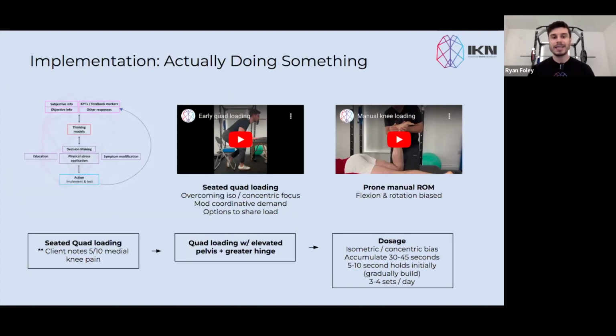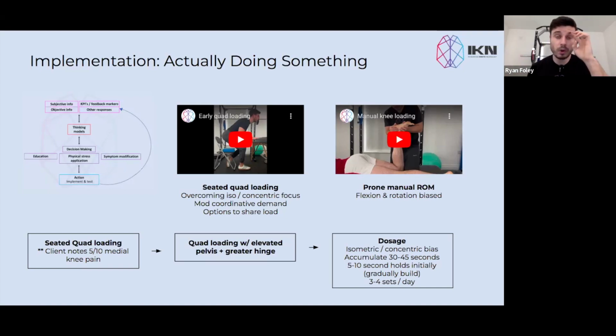Okay, so moving into the last slide here, the implementation. We're actually doing something now. So from the decision-making, we generate a hypothesis of what we need to do. What are we trying to do during rehab here? Okay, then we make a decision on how we're going to do that. Then we actually do it. Okay, so the process of actually doing it then gives us more information.